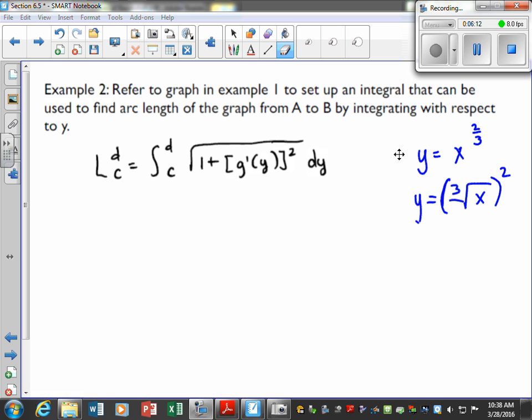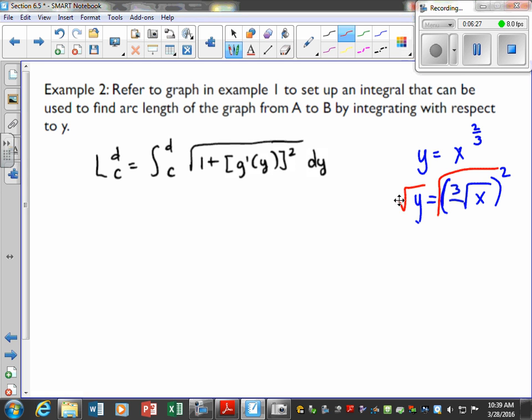Okay, so first we have to change this over to an x equals equation. So we have y is equal to x to the 2/3. If I rewrite it in radical form right here, let's undo the square first. So let's take the square root of both sides. Then that would give us the square root of y is equal to the cube root of x, because this square root undoes the square.